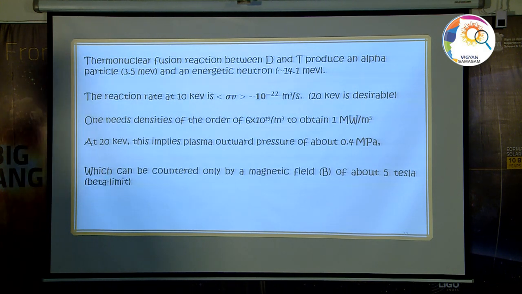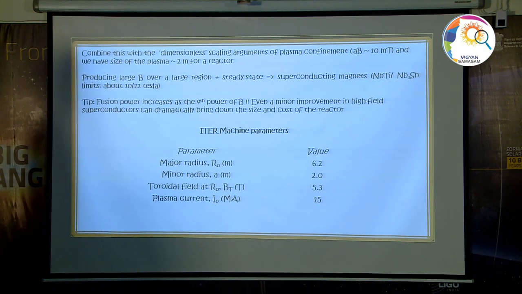And so you have decided on the magnetic field. Now this magnetic field is being produced by the superconducting coils, because once you start flowing current into any wire, it starts getting heated.